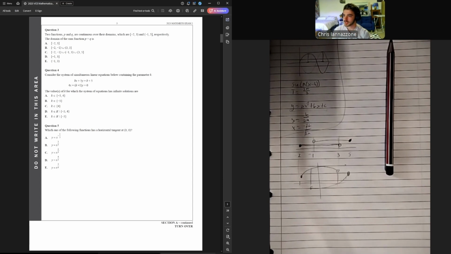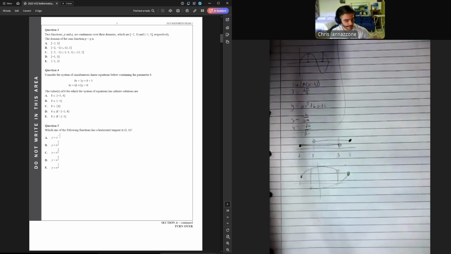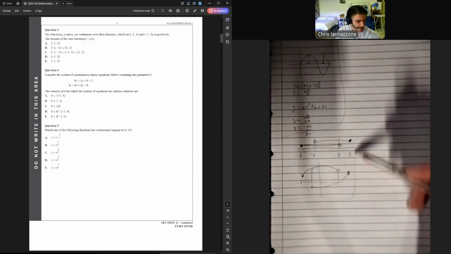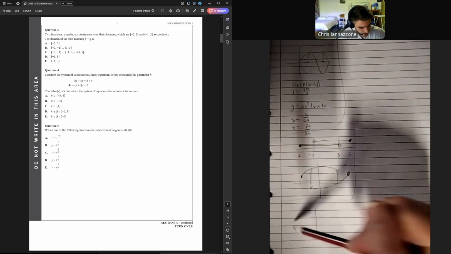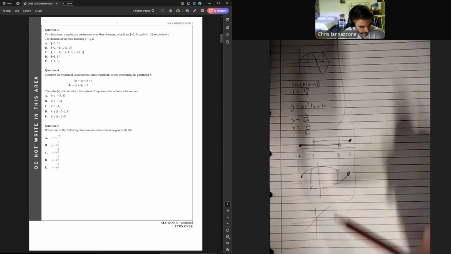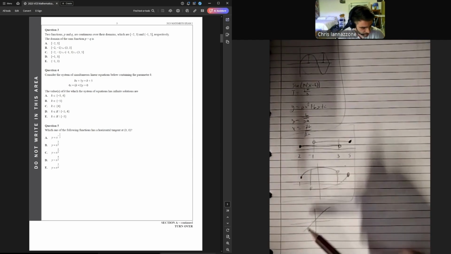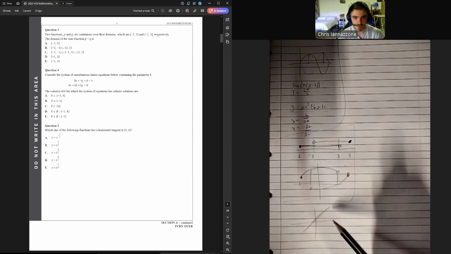Now for question 4. So we have a system of linear equations, and we want to know for where there are infinite solutions. So very quickly, infinite solutions just means that your graphs completely overlap. So these are linear equations after all, so they're all going to look something like this, right? They're just a straight line, linear. For infinite, it just means that both of those lines overlap each other completely.